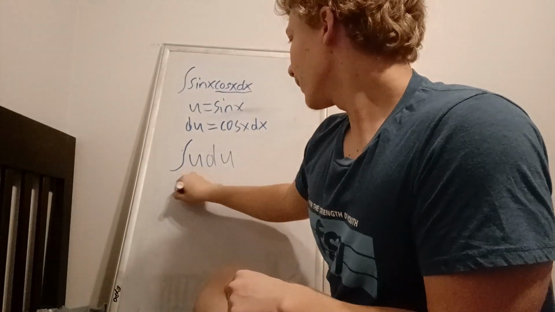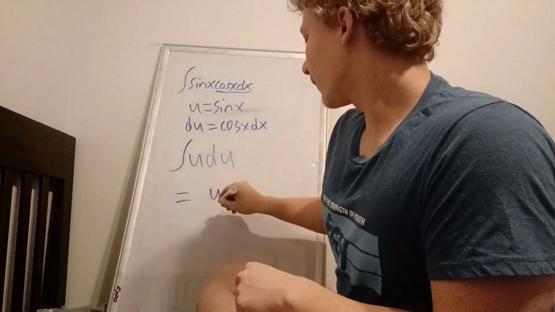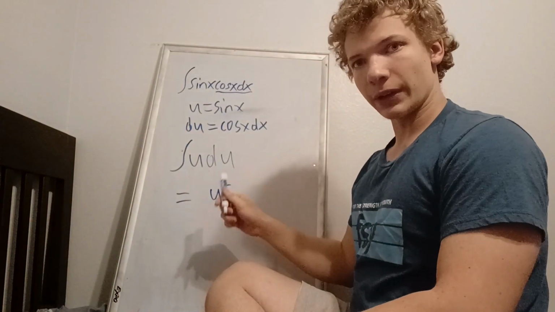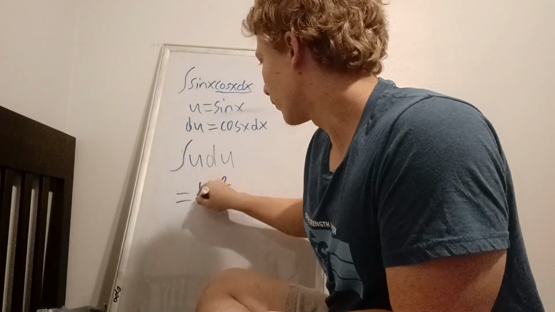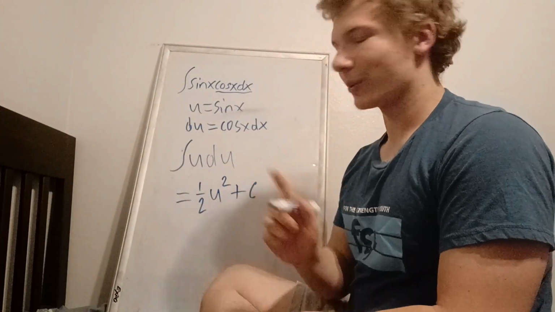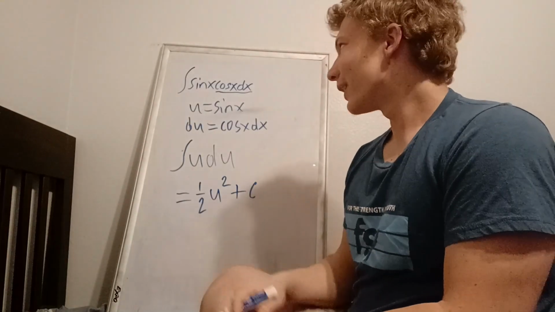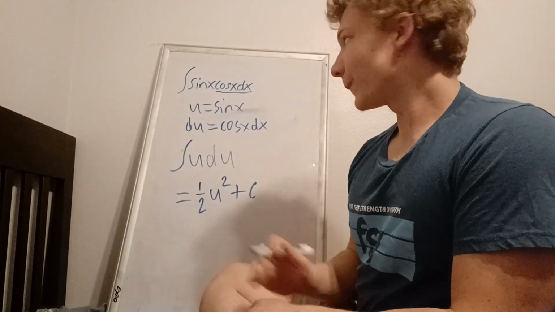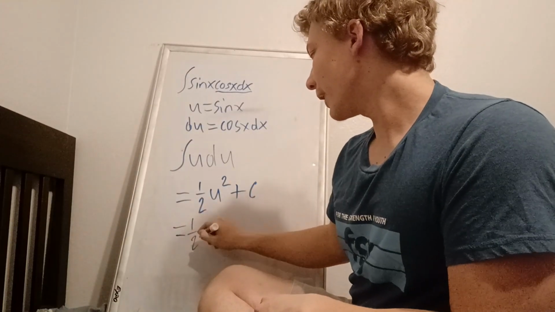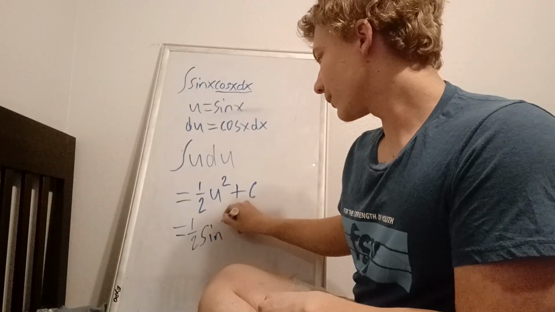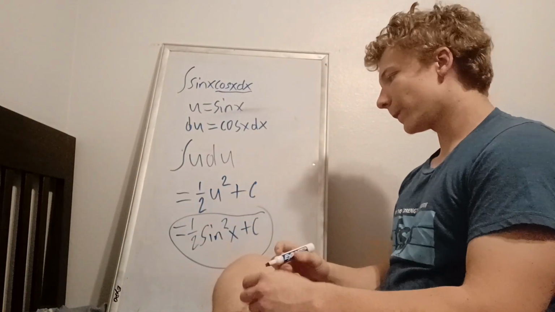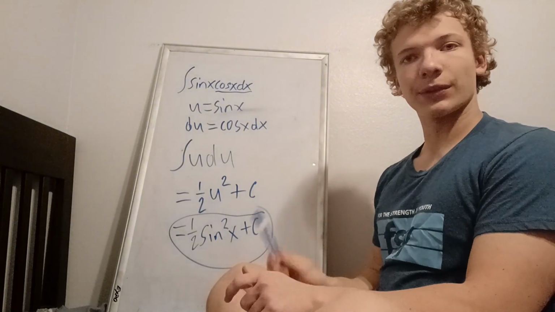So what are we going to do? We're going to have our u, and then we're going to add 1 to the power, and then we're going to bring it to the front, dividing. All right, and then plus c, and we're not done because we need to go back to the x world. u equals sine x, so we'll plug that back in here. We get our 1/2 sine squared x plus c. And that is our final answer for this integral.